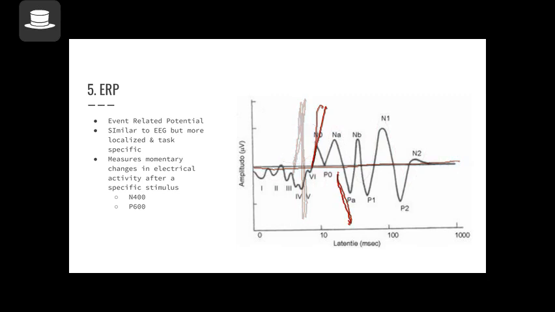N400 is when you see a negative activity after 400 milliseconds of presentation of a stimulus. That's one phenomenon. The other phenomenon is P600, where you see a positive wave after 600 milliseconds of presentation of the stimulus. And we can talk about the phenomena related to N400 and P600 in the next slide.